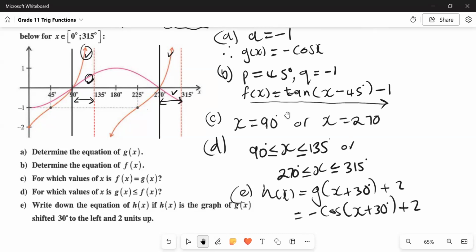Guys, that's how you interpret your graphs. You have to go back and revise the original graphs, how to draw the original functions, so that you can interpret them, and be able to know the effects of amplitude, the effects of Q, and the effects of P, the vertical and horizontal shifts.